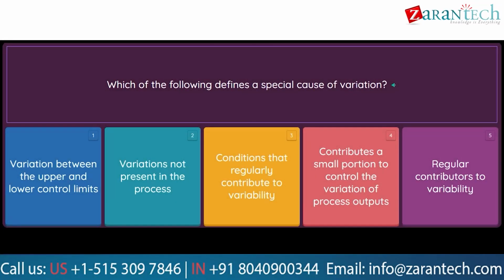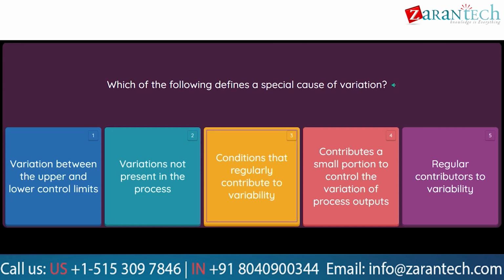Question: which of the following defines a special cause of variation? Option 1, variation between the upper and lower control limits. Option 2, variations not present in the process. Option 3, conditions that regularly contribute to variability. Option 4, contributes a small portion to control the variation of process outputs. Option 5, regular contributors to variability.